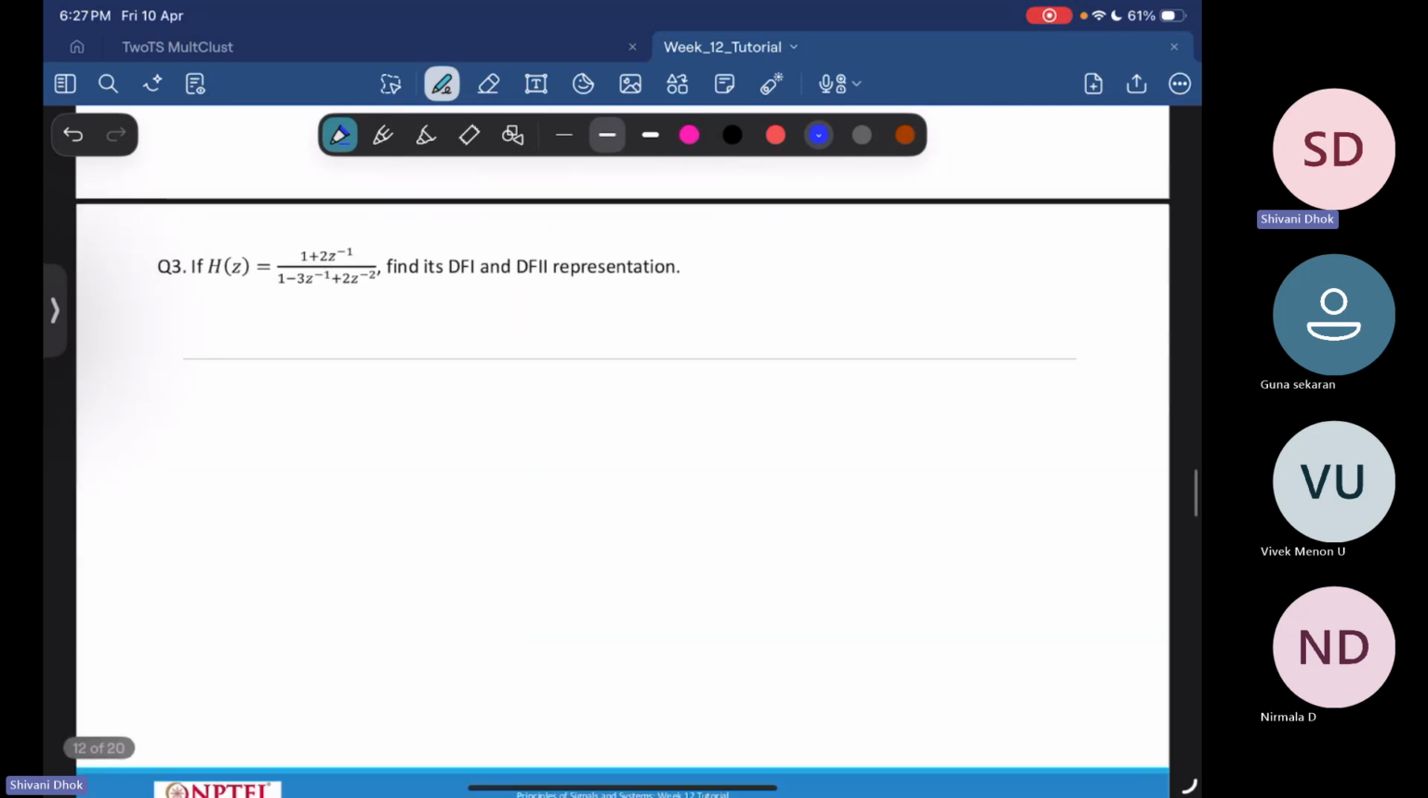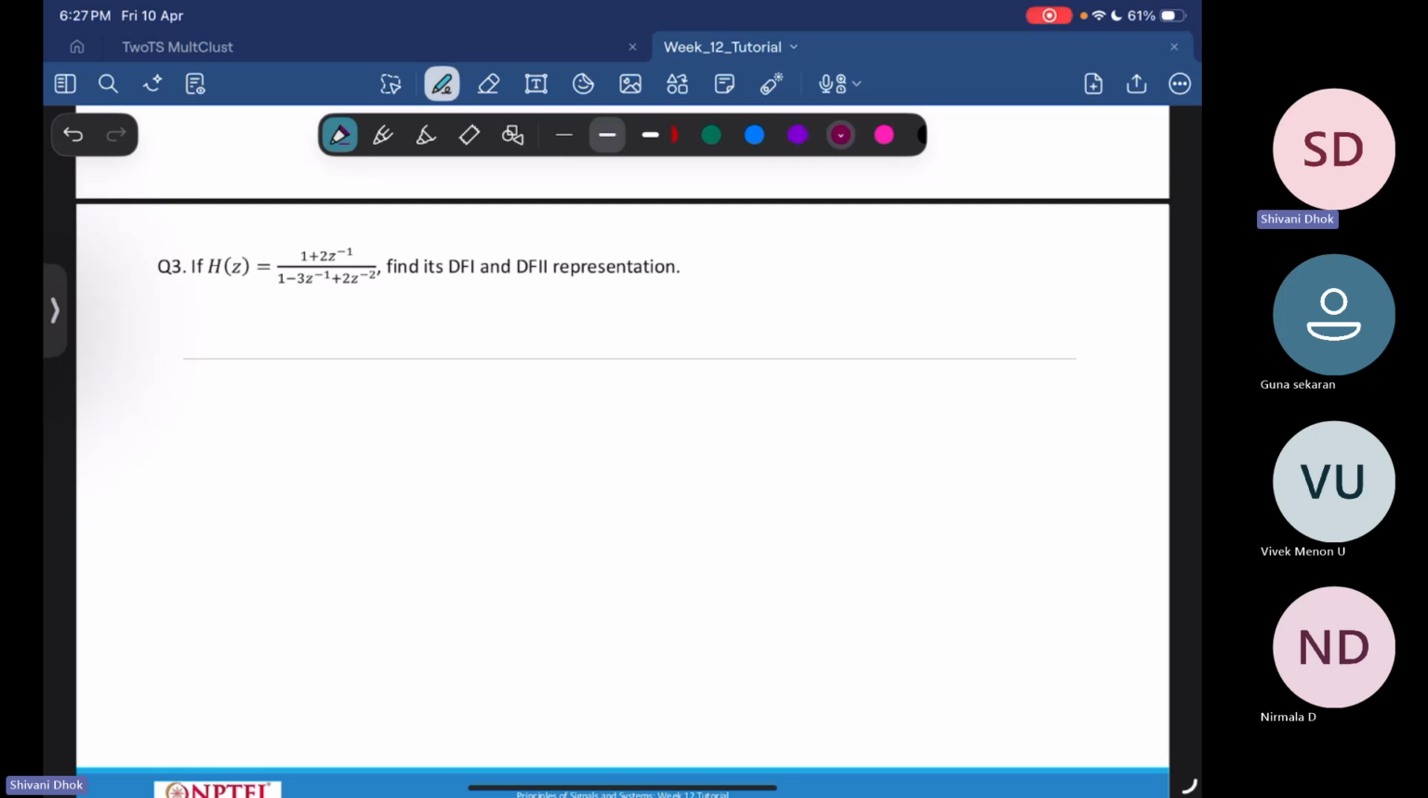So now I switch gears and move on to system representations or realizations. The first question here says to represent this particular system or transfer function in its direct form 1 and direct form 2 representation. So let's start with the simplest one, that is direct form 1.